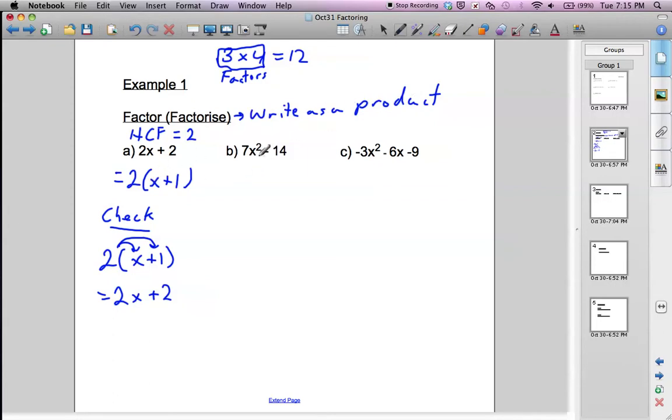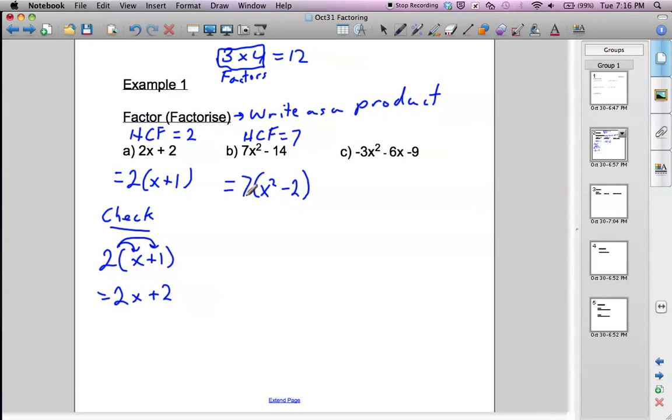In the second one, if we look at the two terms, we have 7x squared and negative 14. We can divide both these numbers by 7, so the HCF equals 7. So we're going to have 7 outside, with brackets here. 7 times what will give you 7x squared? 7 times x squared will give you 7x squared. 7 times what will give you minus 14? 7 times negative 2 will give you negative 14.